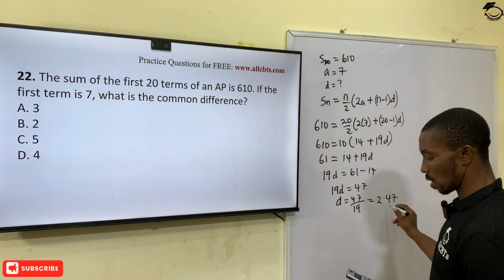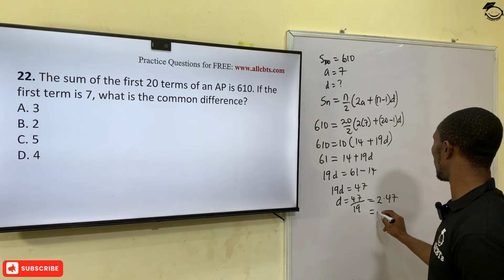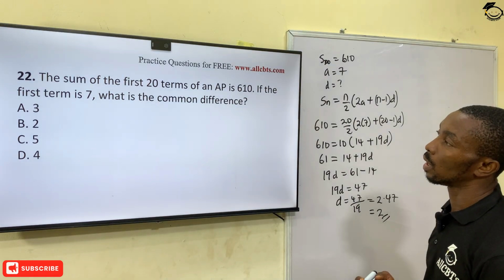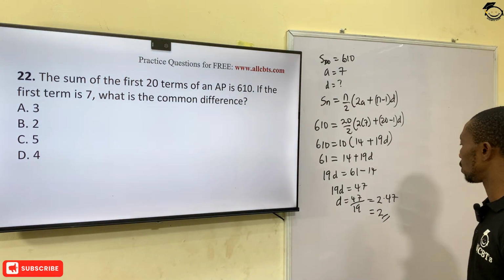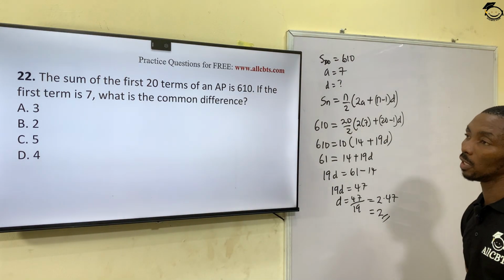2.47. So if we approximate this, we are having it as 2. So our common difference in this equation, if approximated, is 2.